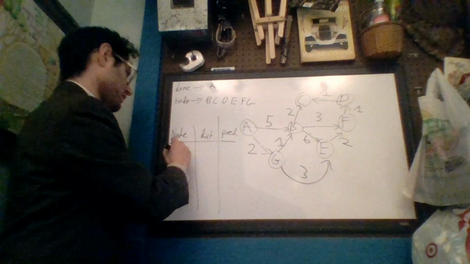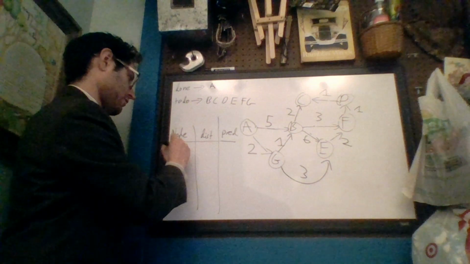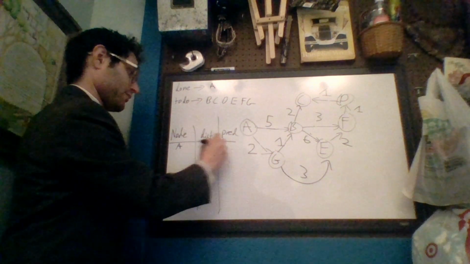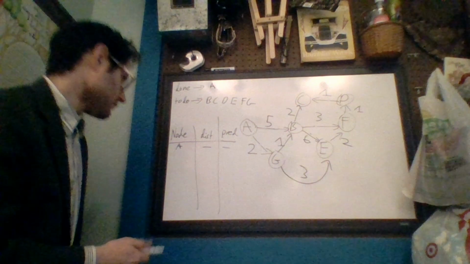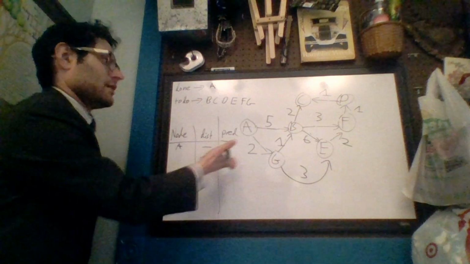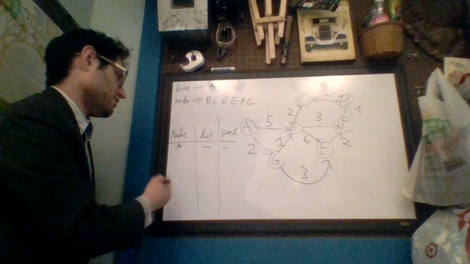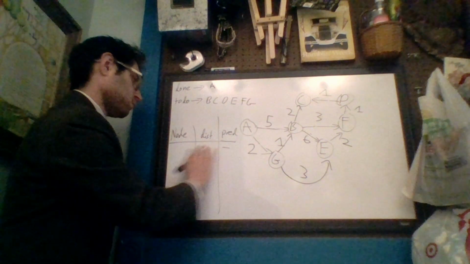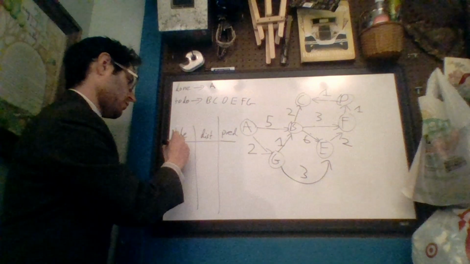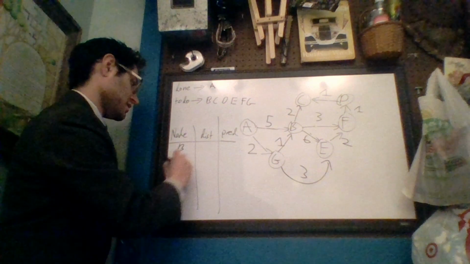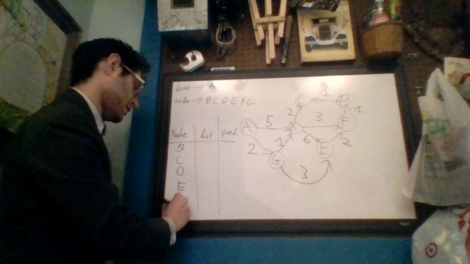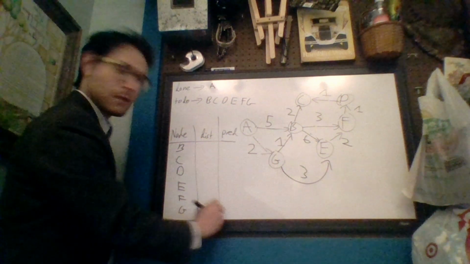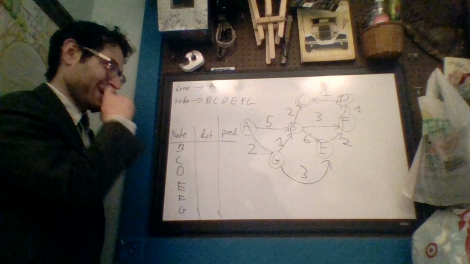Okay, and then we list all the other nodes here. We can list node A, but it doesn't really have any information that's useful for us, so I'm not really going to put it down. So B, C, D, E, F, and G. Those are our remaining nodes that we have to figure out.